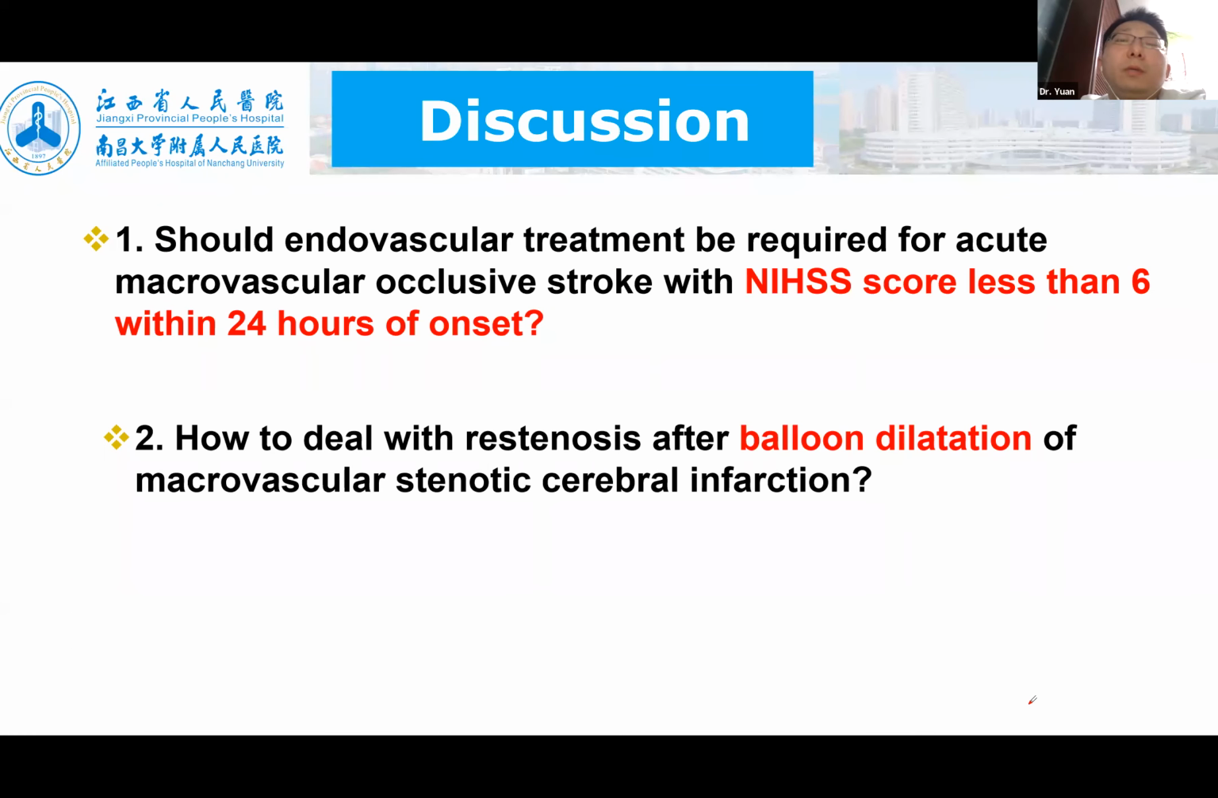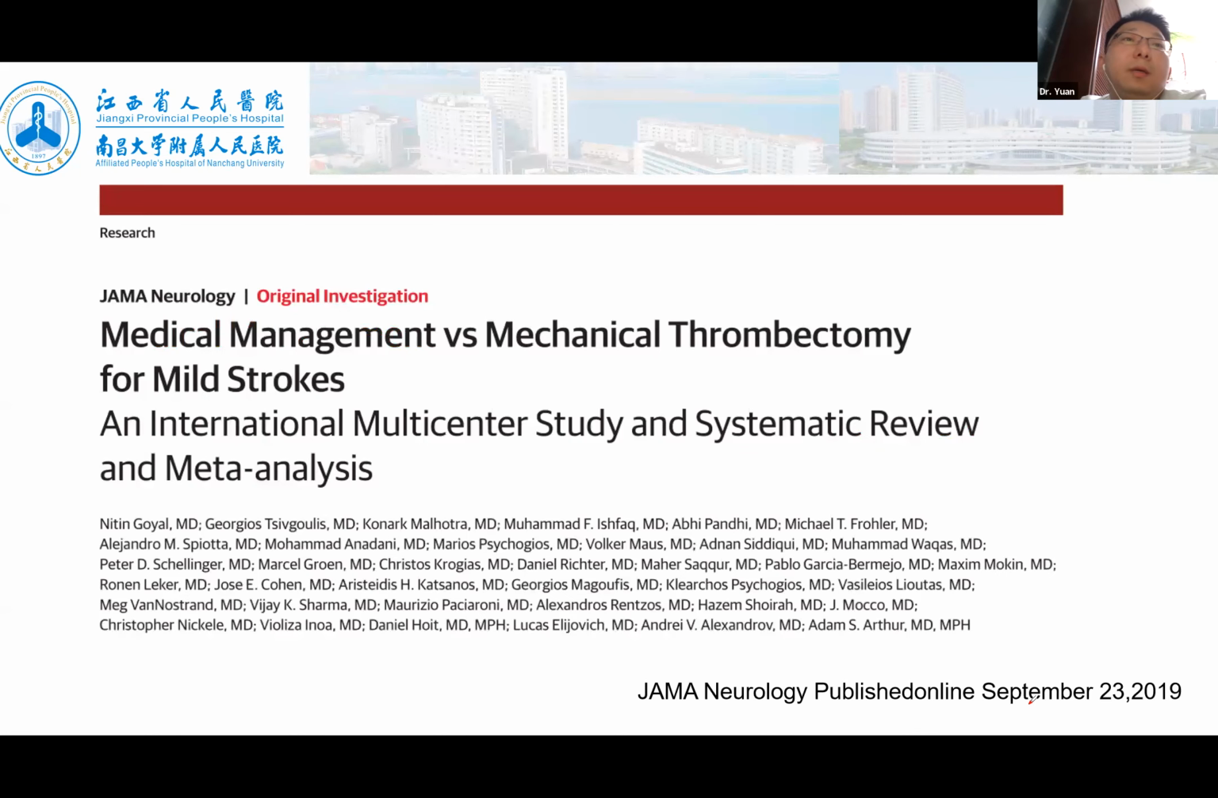And now we should discuss whether intravascular treatments should be required for acute macrovascular occlusion stroke with NIHSS score less than 6 within 24 hours of onset. And the second question is how to deal with stenosis after balloon dilatation of the macrovascular stenosis and cerebral infarction. Now let's see the review of the article.